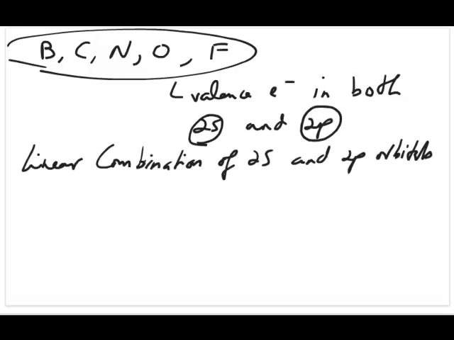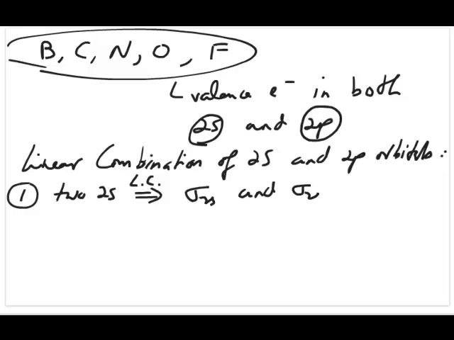Okay. For the 2s orbital, we already know. When you do your linear combination, I'm just going to write it as LC here, you get your sigma 2s and sigma 2s star. Okay? Now, what happens if you were to do the p molecular orbital, when you're trying to do a linear combination? Let me talk about it in the next slide, and then we'll come back here again.